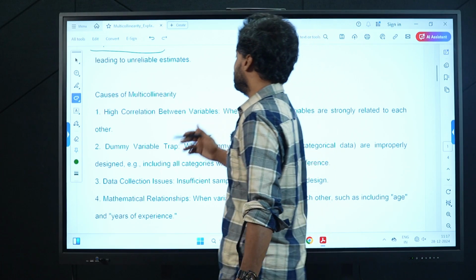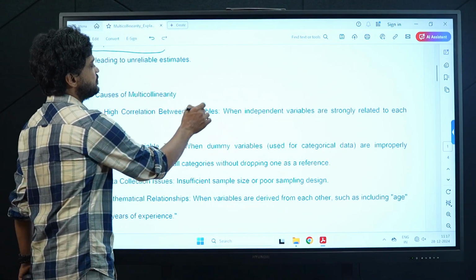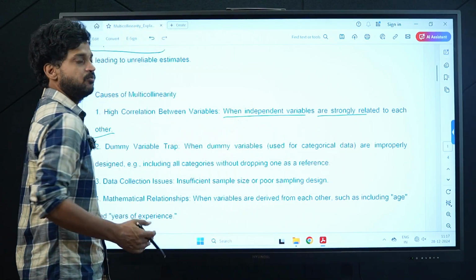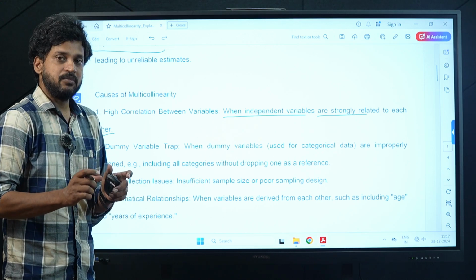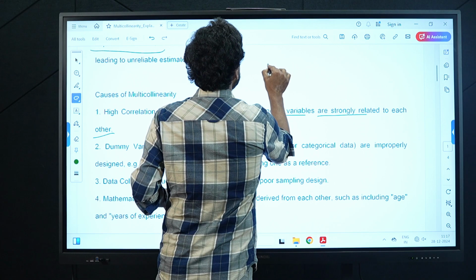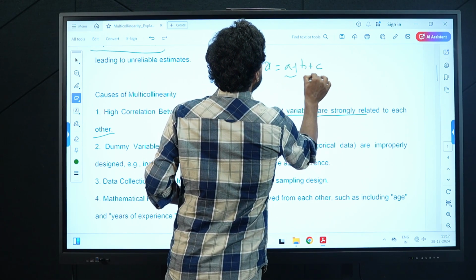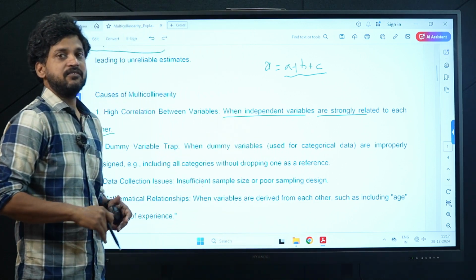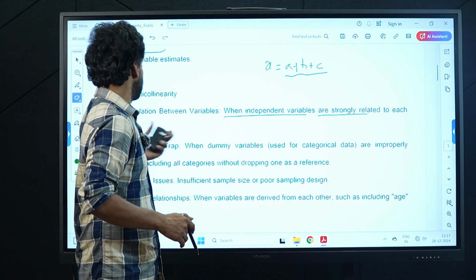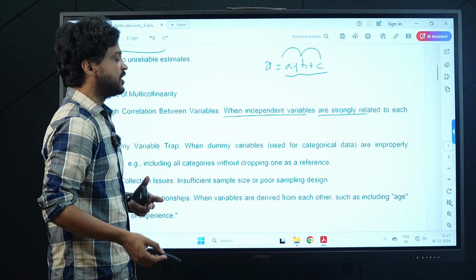Now, what are the basic causes of multicollinearity? High correlation between variables will happen when independent variables are strongly related to each other. This is what we discussed. Let us say x is equal to a plus b plus c, and these three are strongly correlated with each other. When independent variables are correlated with each other, there will be a collinearity problem.